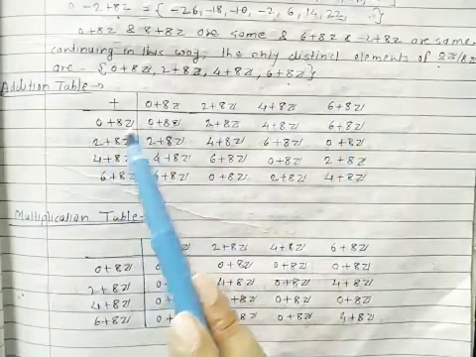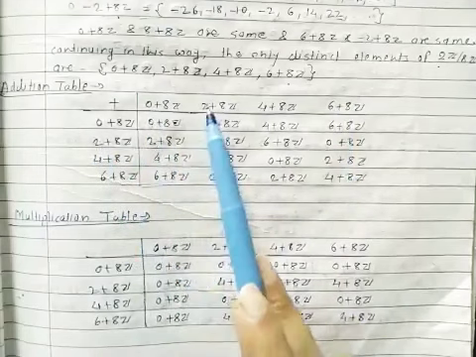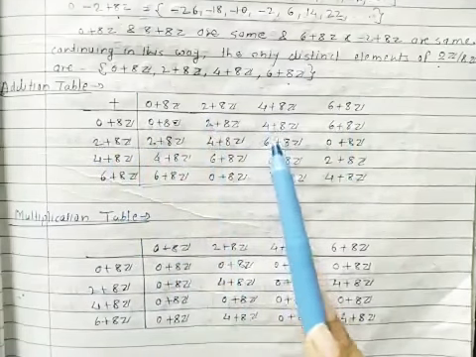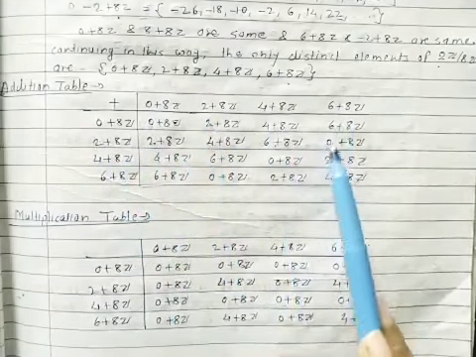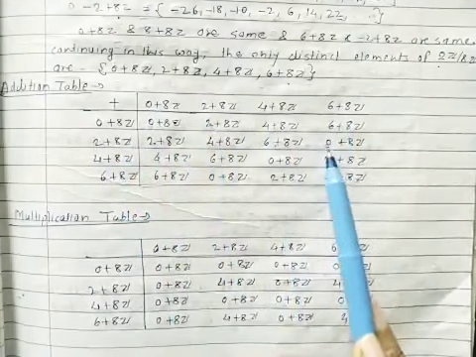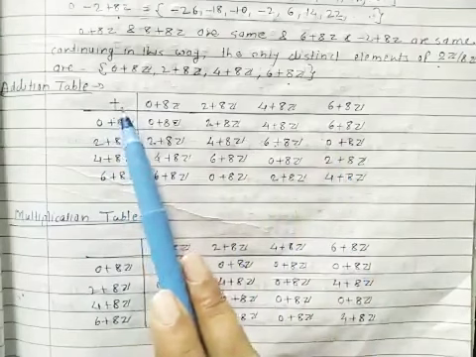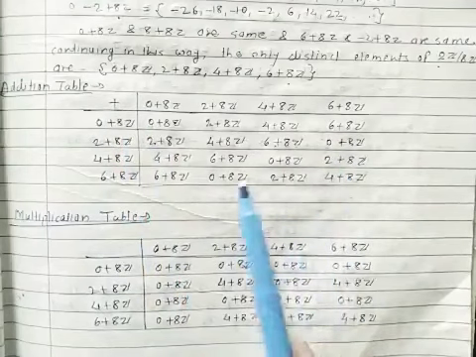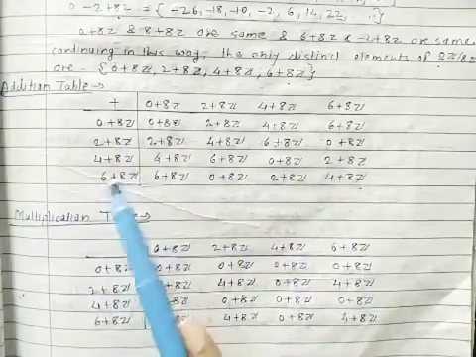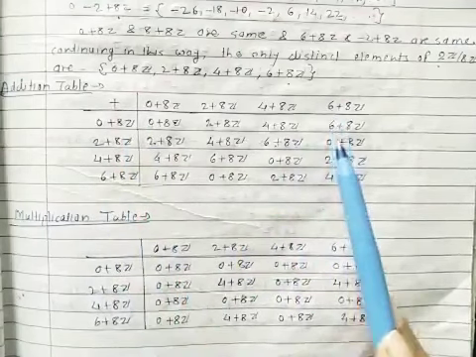Next, 2 + 0 is 2, 2 + 2 is 4, 2 + 4 is 6. 2 + 6 is 8, but 8 is the same as 0 in 8Z, so we have written 0 here. Similarly, we will form the rest of the addition table. The last element is 6 + 6, which is 12, and 12 is the same as 4 in 8Z. So this is the addition table.